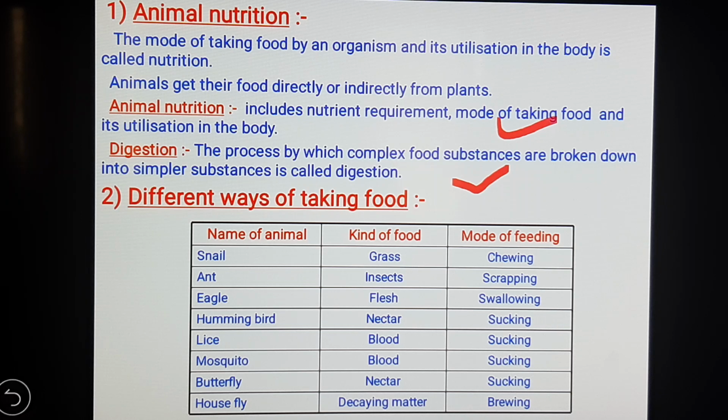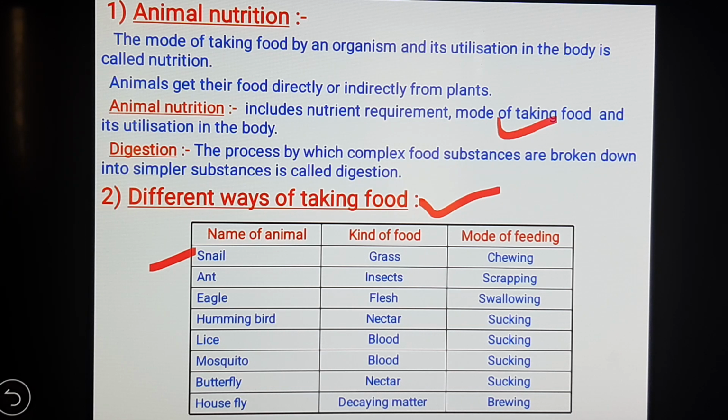Now here is the next point, that is different ways of taking food. Students, this is the activity given in your book where you have to fill in all these modes of feeding and kinds of food. So you read this. The first animal given is snail, where the snail is eating the kind of food that is grass and the mode of feeding is chewing. Next is ant, kind of food given is insects and the mode of feeding is grabbing.